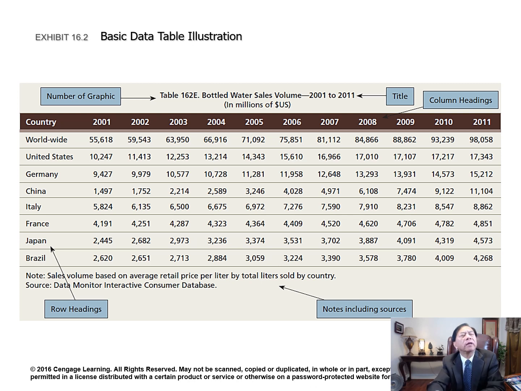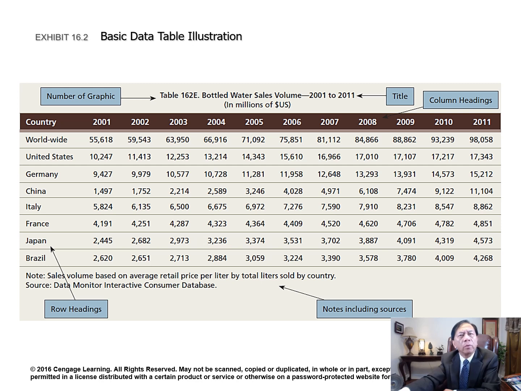This is a good example of a table. Okay, you can see the number of the graphic here. This is the title. These are the column headings here. There are the row headings here. I just want to show you the bottled water sales volume between 2001 and 2011 in millions of US dollars. There's worldwide, US, Germany, China, Italy, France, Japan, and Brazil, different countries from 2001 to 2011. A very rich, complex table. Okay, this has the numbers in millions of dollars in sales.